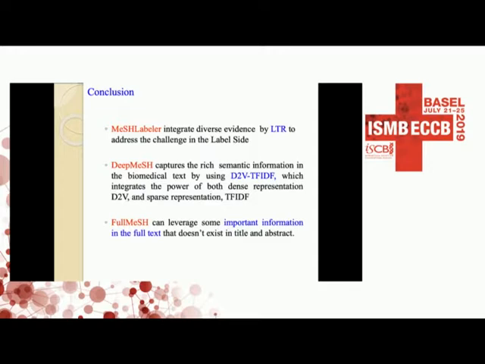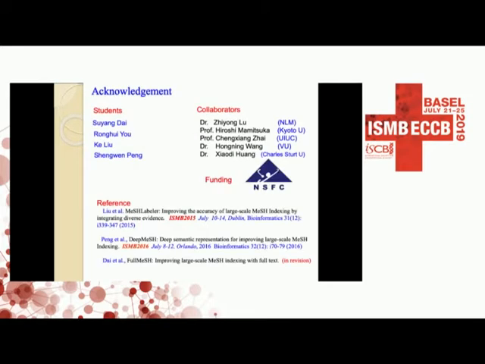Anyway, the most important thing we found from this study is that we can leverage some important information in the full text to improve the performance. This kind of information doesn't appear in the title and abstract. And finally, I would like to thank my students and collaborators in this study. And thank you very much.